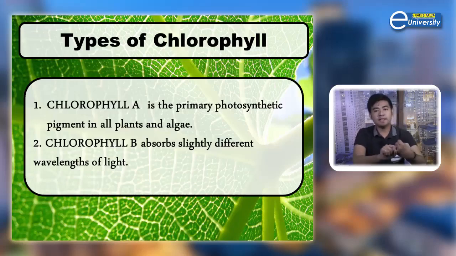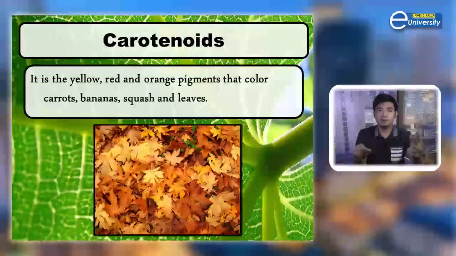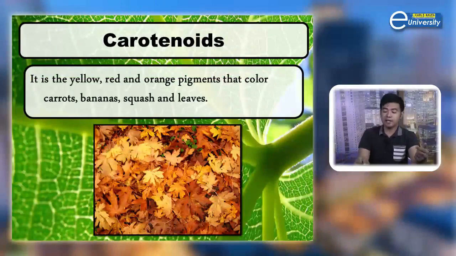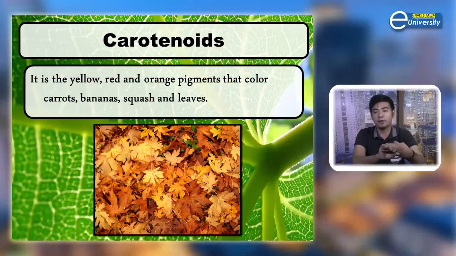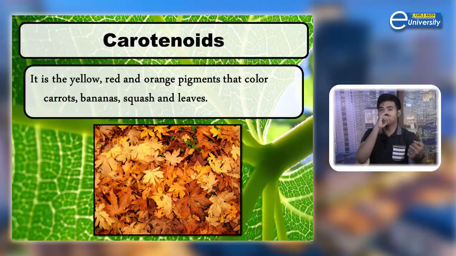If chlorophyll is the green pigment, how about the other colors? We have the carotenoids. Carotenoids include the yellow, red, and orange pigments, which are responsible for giving color to carrots, bananas, squash, and dried leaves. In the figure, you have the green colored leaves of maple trees. During the fall season, the carotenoids will spread throughout the leaves, so it will turn the leaves into a reddish orange color.